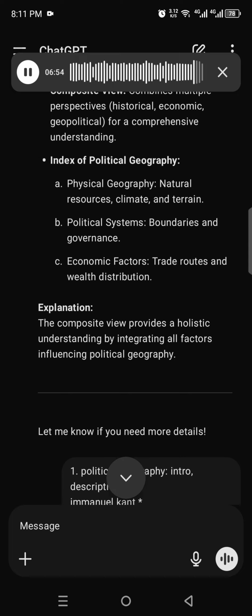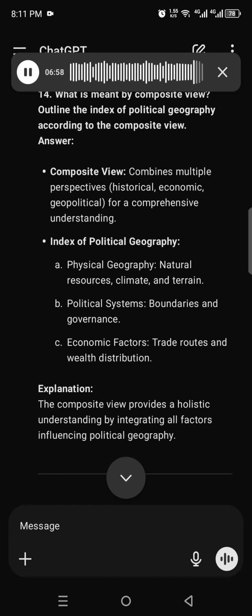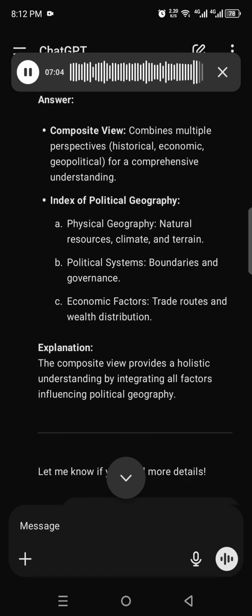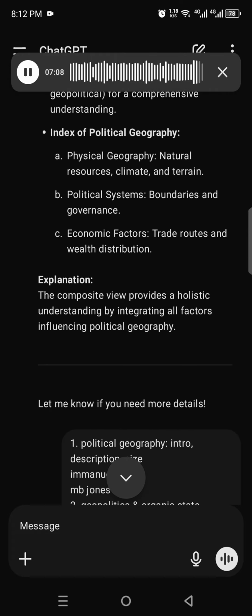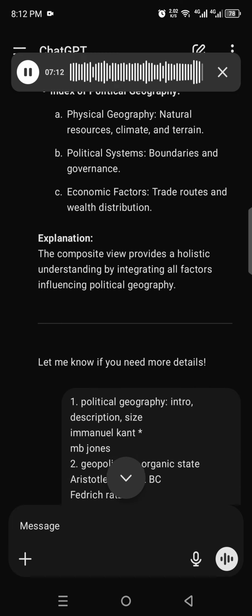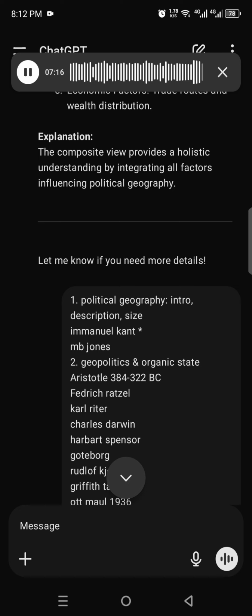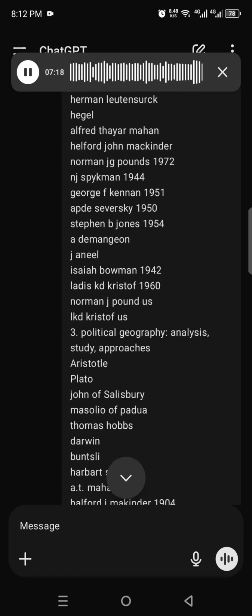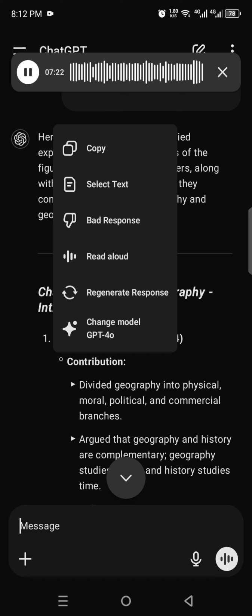Answer. Composite view combines multiple perspectives, historical, economic, geopolitical, for a comprehensive understanding. Index of political geography. 1. Physical geography, natural resources, climate, and terrain. 2. Political systems, boundaries and governance. 3. Economic factors, trade routes and wealth distribution. Explanation. The composite view provides a holistic understanding by integrating all factors influencing political geography.